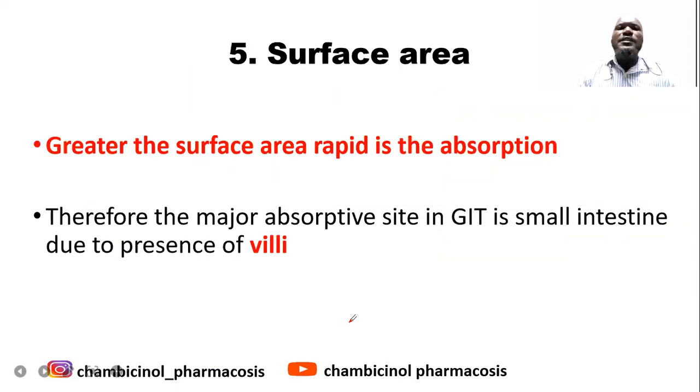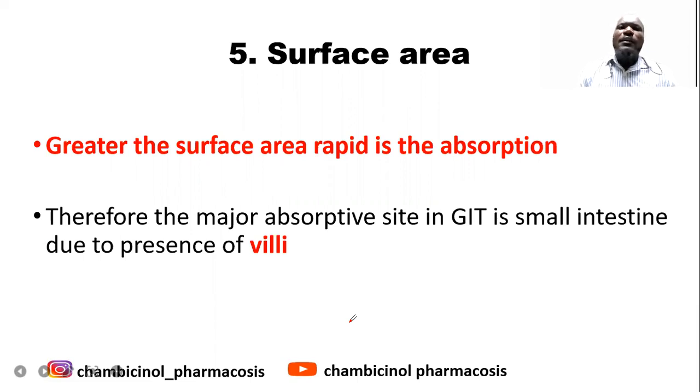So surface area is one of the factors that can affect absorption. Increasing the surface area at the site of absorption will increase the absorption rate of the drug. As you can see here, for example, we have the absorption of the drug in the stomach and the small intestine.